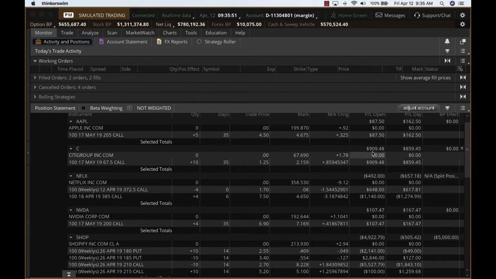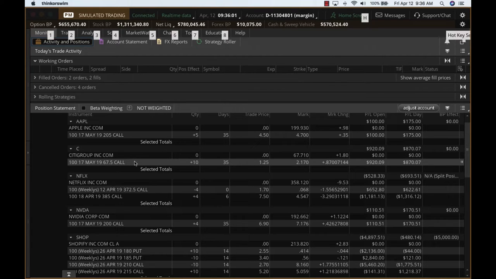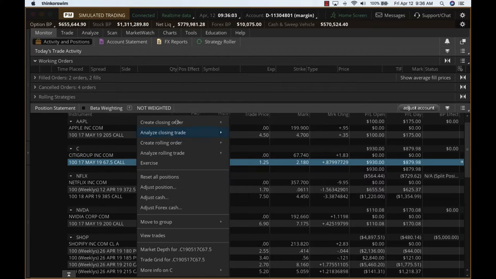This is the swing trade. You can see Citigroup is up $900 on a $1,200 trade. So this is about a 75-80% return over here. So I am closing it and let's book this profit.